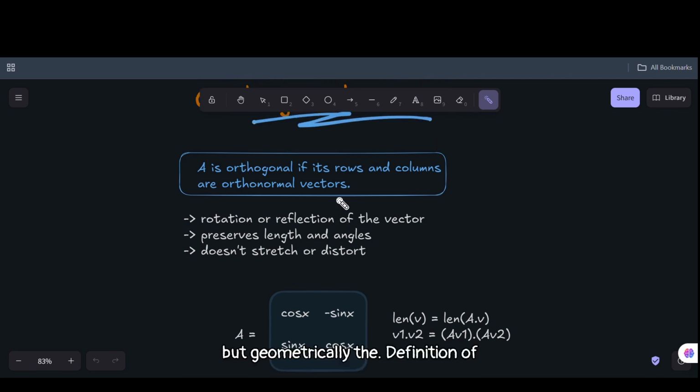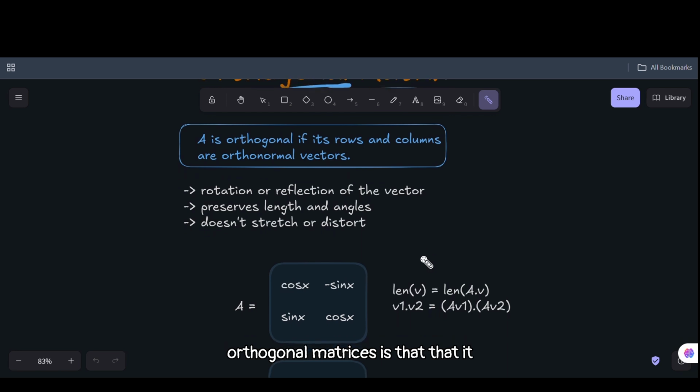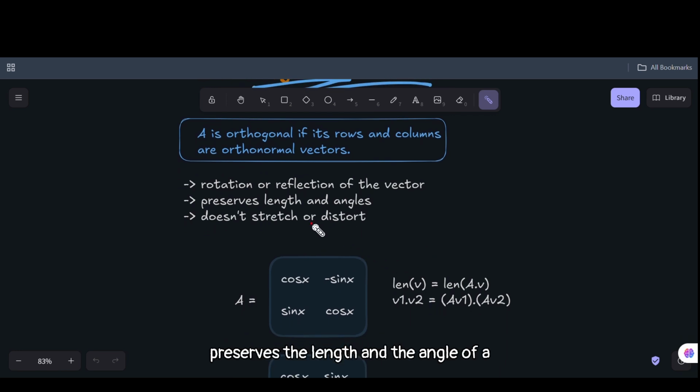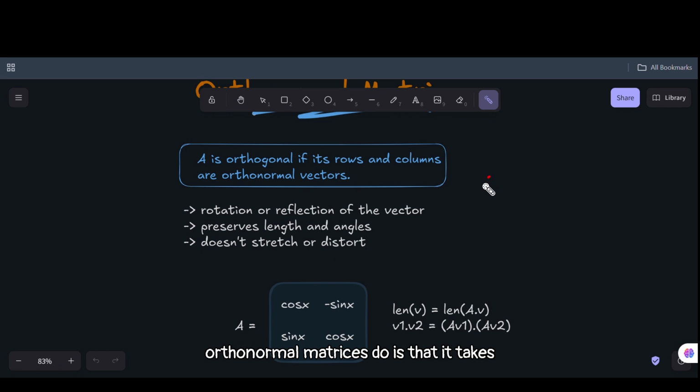But geometrically, the definition of orthogonal matrices is that it preserves the length and the angle of a vector. It doesn't stretch or distort the vector. It basically simply rotates the vector in the space. What orthonormal matrices do is take the vector and rotate it in the space. It doesn't change its length.